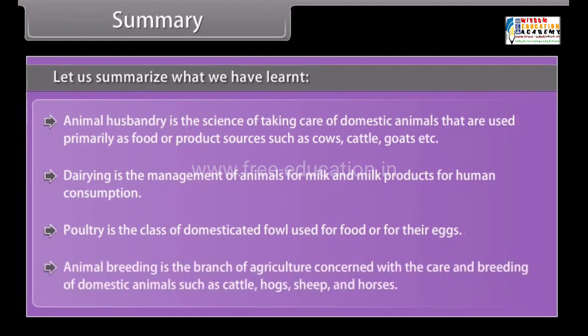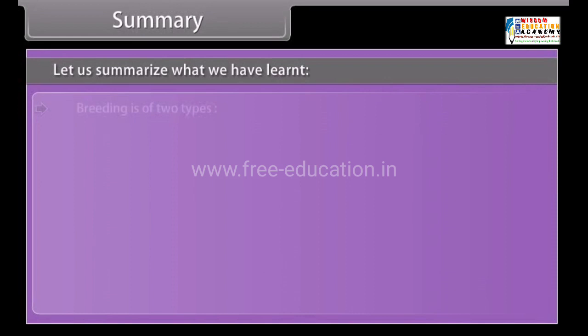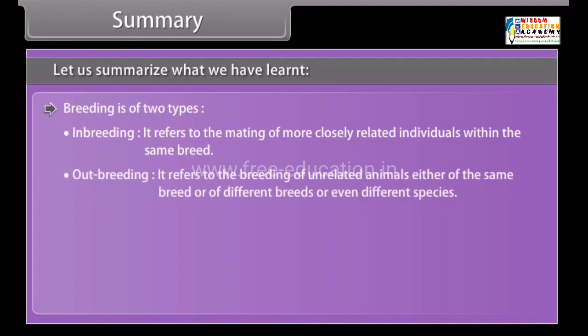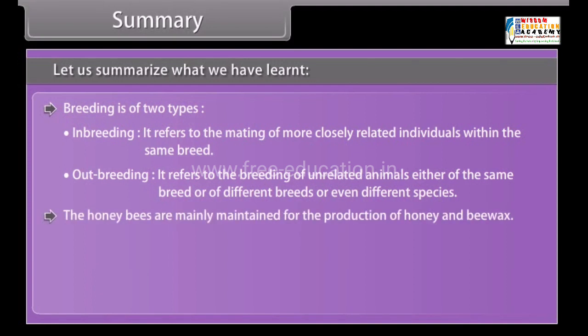Animal breeding is the branch of agriculture concerned with the care and breeding of domestic animals such as cattle, hogs, sheep, and horses. Breeding is of two types. Inbreeding. It refers to the mating of more closely related individuals within the same breed. Outbreeding. It refers to the breeding of unrelated animals, either of the same breed or of different breeds or even different species. The honeybees are mainly maintained for the production of honey and beeswax.